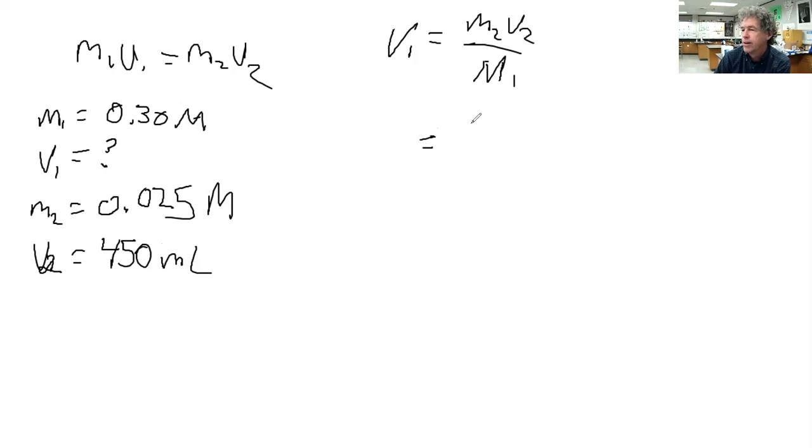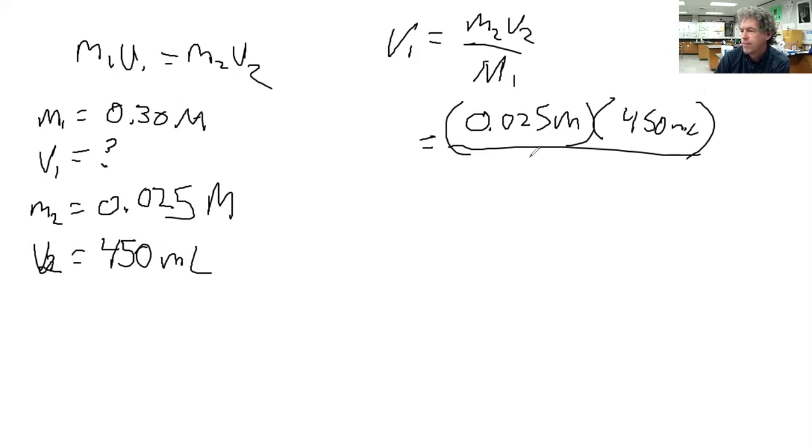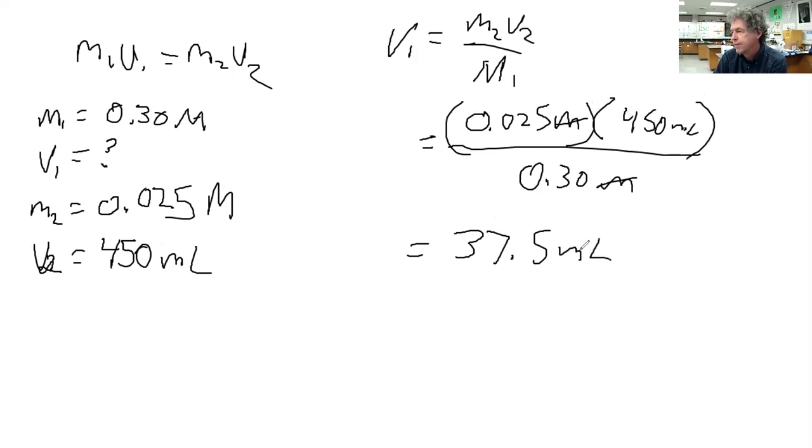So we can again insert into here. M2 is 0.025 molar, V2 is 450 milliliters, over M1, which is 0.30 molar. The molars cancel, and this ended up as 37.5 milliliters. Okay, well, that's the stock solution.